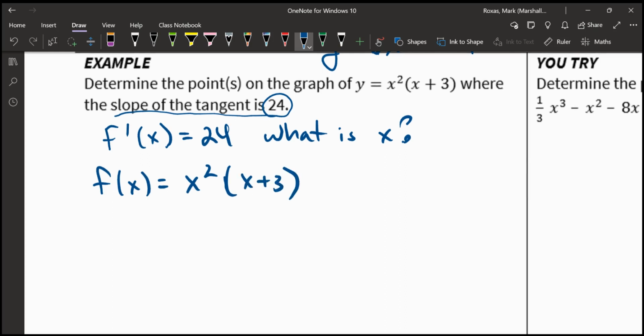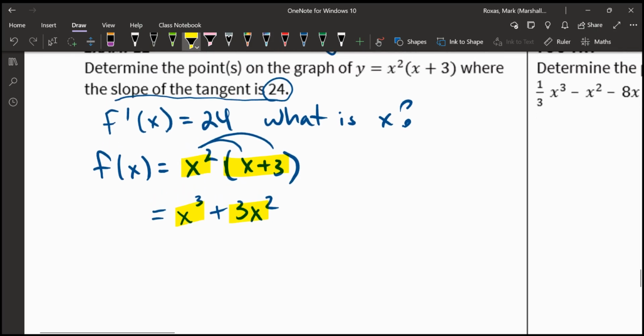But how do I do that, right? This is not a power function. This is not a constant. This is not an addition of functions here, right? This is a function multiplied by another function. We don't have a rule for that yet. Well, that rule is coming up soon. So for now, what you should just do is expand. X squared times x is x cubed. X squared times 3 is 3x squared. And now I have a function that is a sum of two power functions.